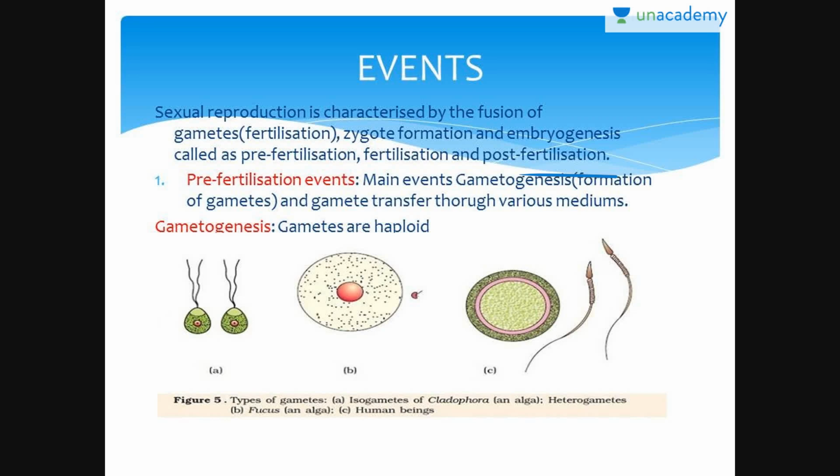Gametes are usually haploid. Then if you see here, the A, this is a type of gamete which is an isogamete of cladophora. Isogamete would mean similar structures, homo, all right? And then the B1 shows you heterogametes of fucus. That is another type of alga. So hetero would mean that there are different kinds. Then heterogametes of Homo sapiens, that is the human beings.